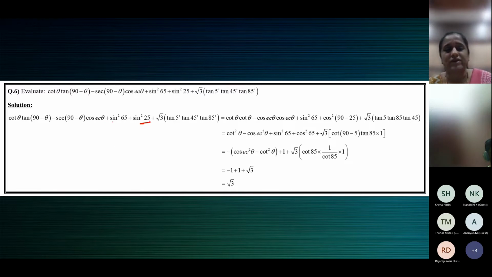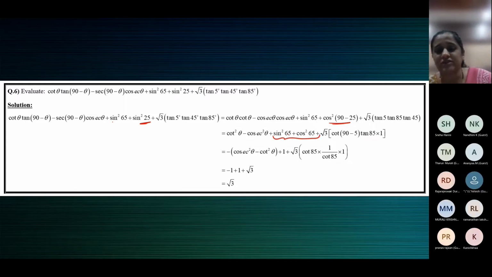Sine square 25 is cos square 90 minus 25, so we are done with this also. Now this is going to become cos square 65 in the next step. And sine square theta plus cos square theta is 1, so we are done with this also. So this part is over. This part is over. Now the last part, this one.